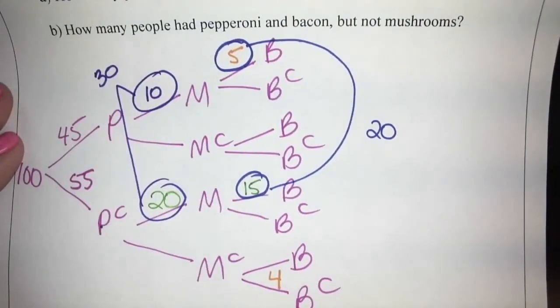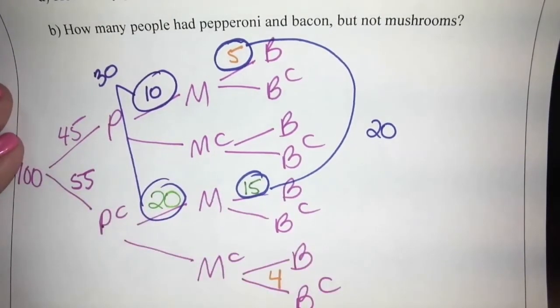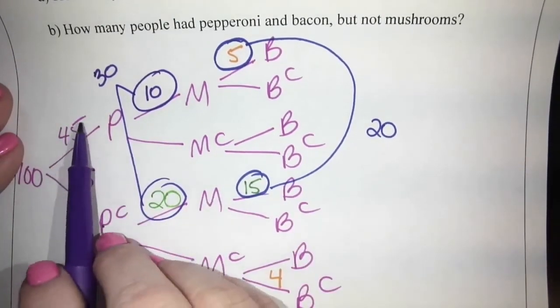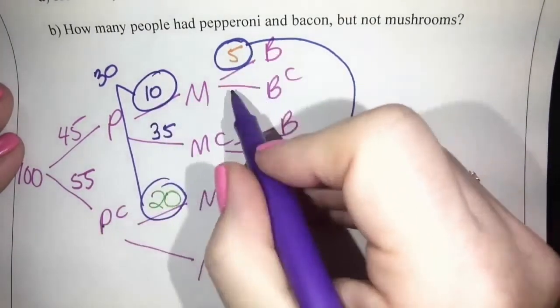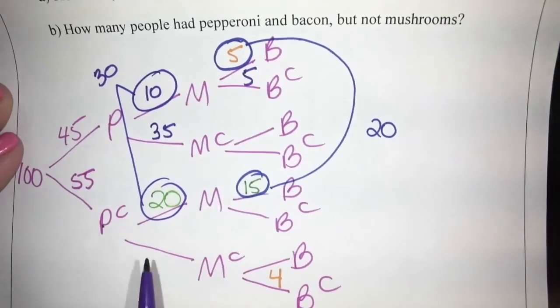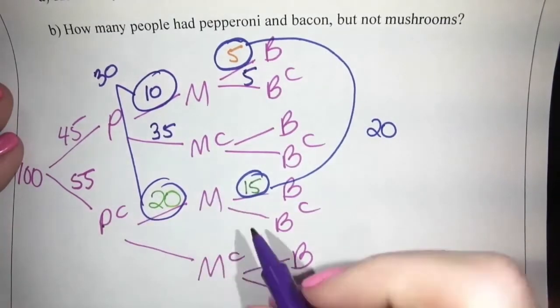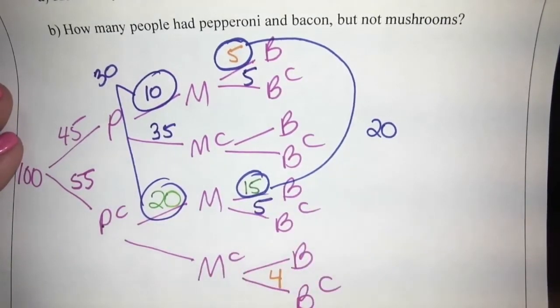Now we do have that 55 had bacon, but we're going to leave that for a minute and fill in the rest of our tree so that we can finish here. So 45 breaks into 10 plus 35. 10 is 5 plus 5. Down at the bottom, 20 is 15 plus 5. 55 is 20 plus 35. And 35 is 4 plus 31.